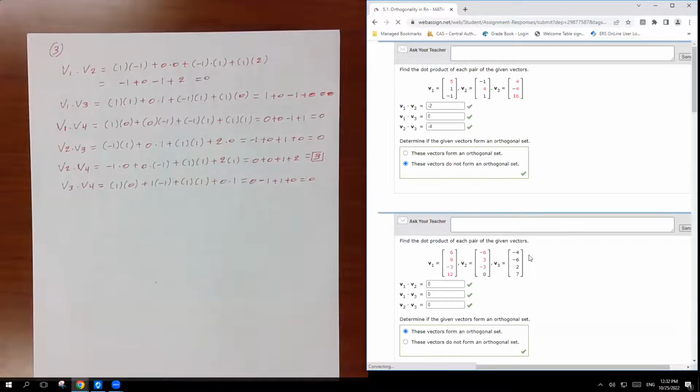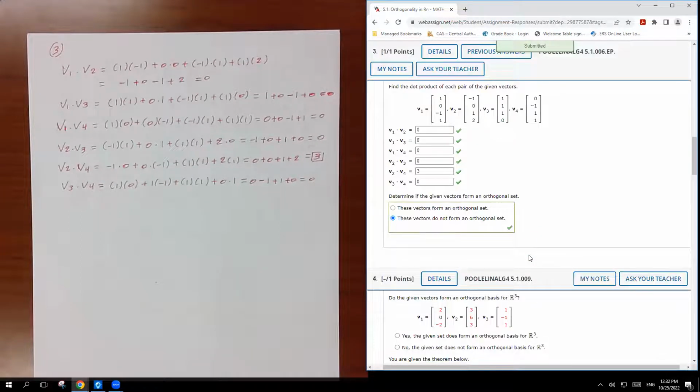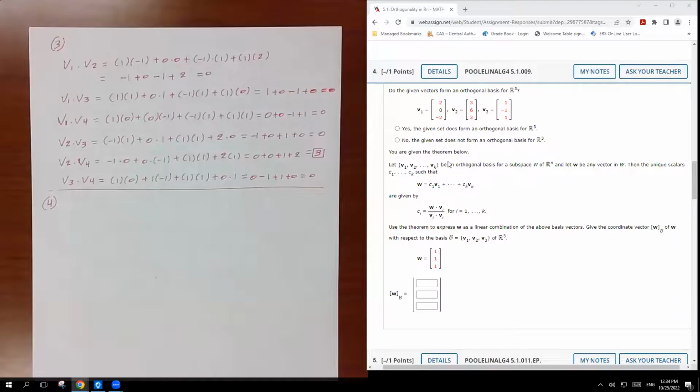That means when they ask you about the orthogonal set, you have to check all the vectors. You have to check the dot product between all these vectors, and it's supposed to be equal to 0. So we don't have to check this theorem because we have 3 vectors, V1, V2, and V3. They ask you whether the given set is an orthogonal basis or not.